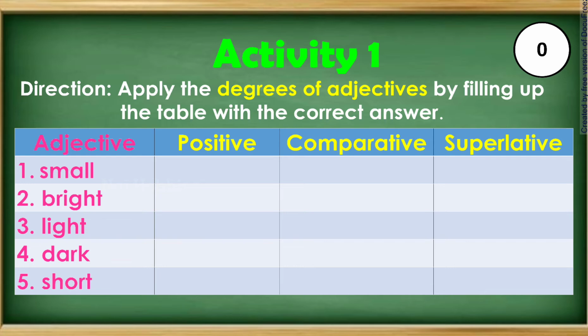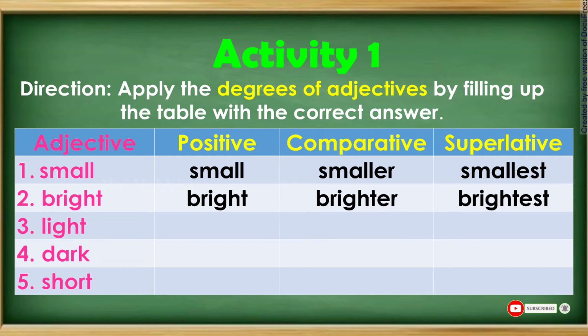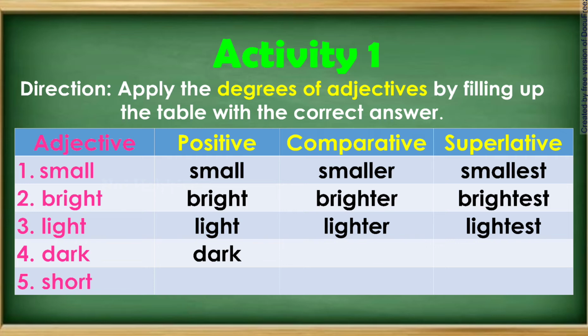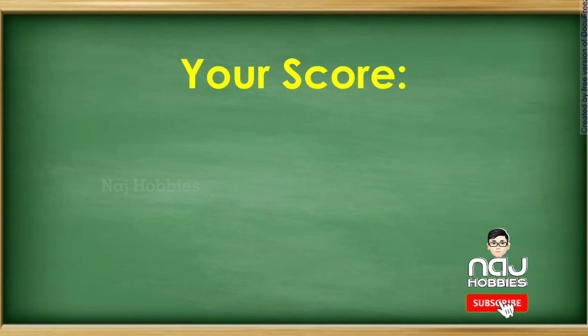Are you done? Let's check your answers. Number 1. Small, smaller, smallest. Number 2. Bright, brighter, brightest. Number 3. Light, lighter, lightest. Number 4. Dark, darker, darkest. Number 5. Short, shorter, shortest. How many points did you get?